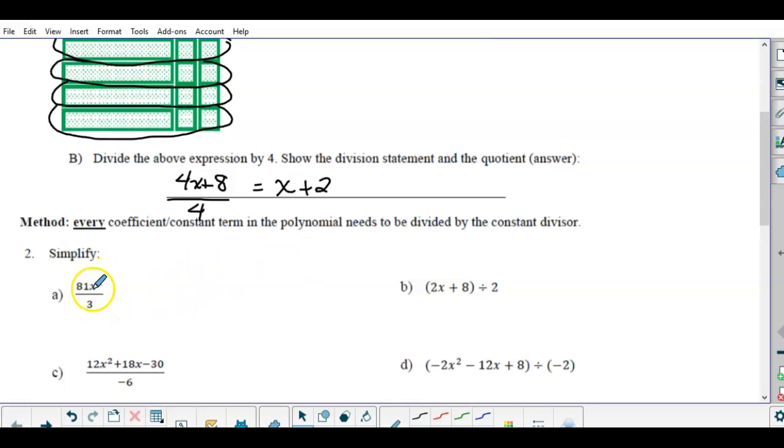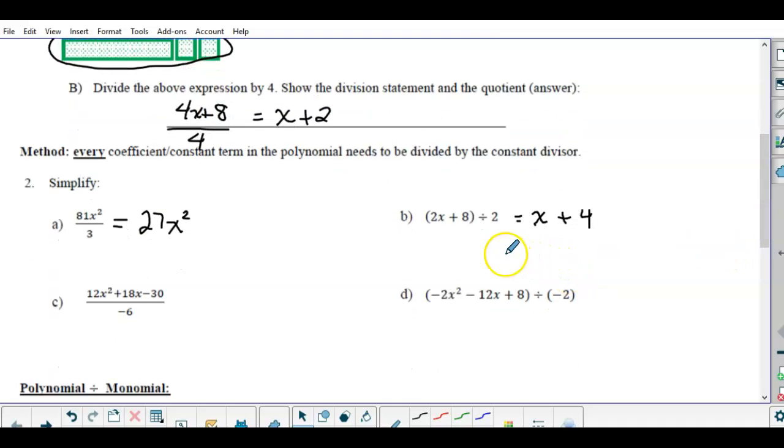So here, the first one is just a monomial, right? We've done this back in the powers unit. You're just dividing the coefficients here. So that's going to be 27x squared. This one, we're dividing both terms. It's a binomial divided by 2. So 2 divided by 2 is 1. So that'll be 1x, which we just show as x. 8 divided by 2 is 4. And it's a plus in between. That's a positive 4.